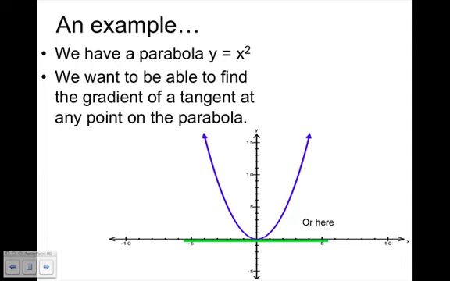We need to know, is there a single formula for this particular curve, y equals x squared, that will be able to tell us what the gradient is at any point on that parabola? And that's our purpose. Well, what is the gradient of a tangent drawn at any point on that parabola going to be? Is there a relationship between the gradient of the tangent drawn and the x value, where the tangent intersects the curve?